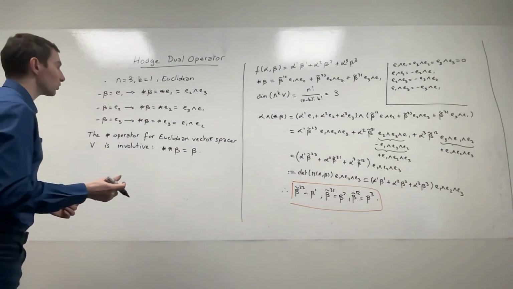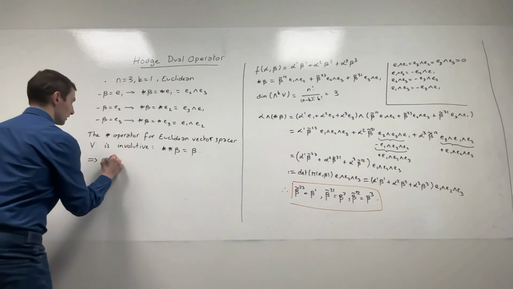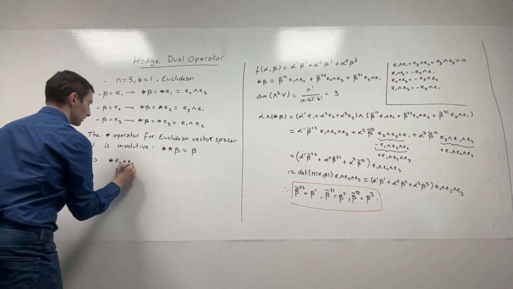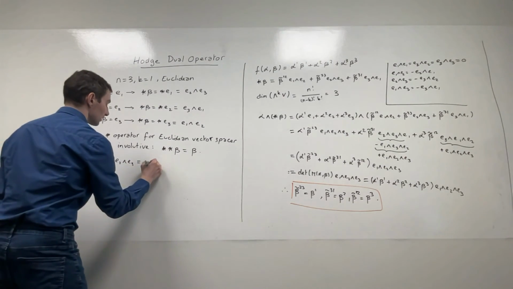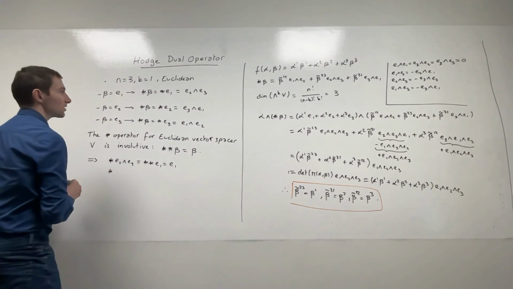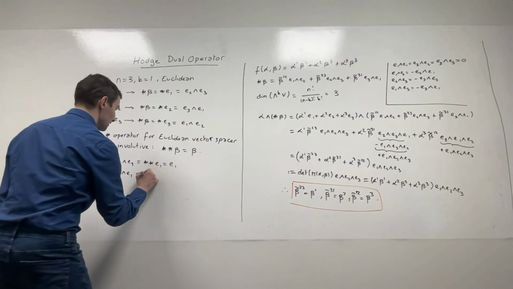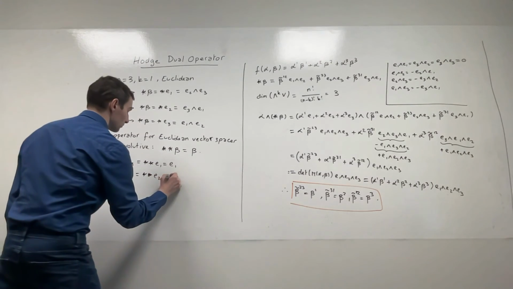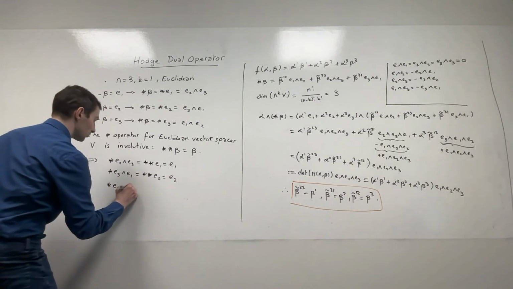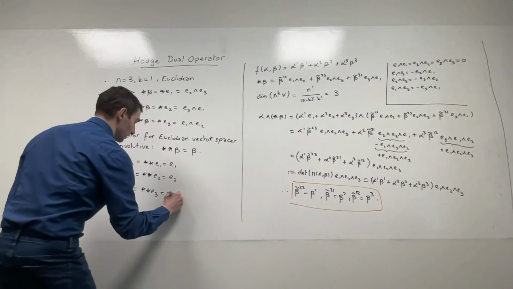And the reason why this is important is the following, is because if I do the star of E2 wedge E3, I'm actually going to get the double star of E1, which is equal to E1. If I take the star of E3 wedge E1, I actually get the double star of E2, so I'm getting E2. And then if I take the star of E1 wedge E2, I actually get the double star of E3 and therefore get E3.